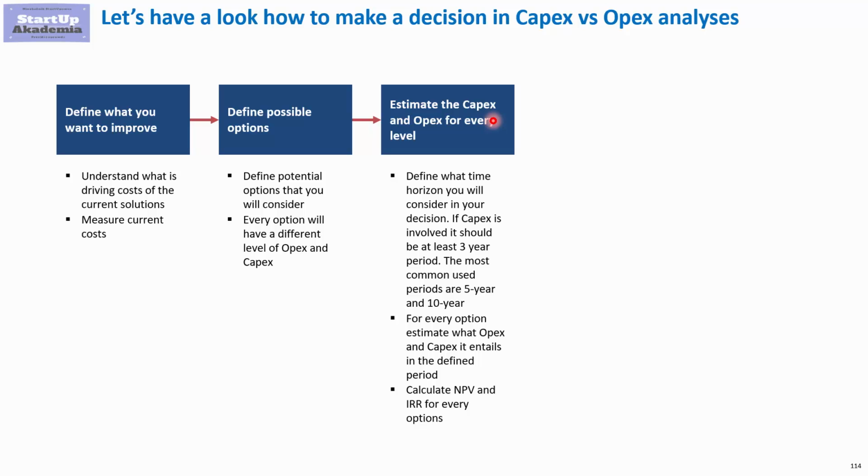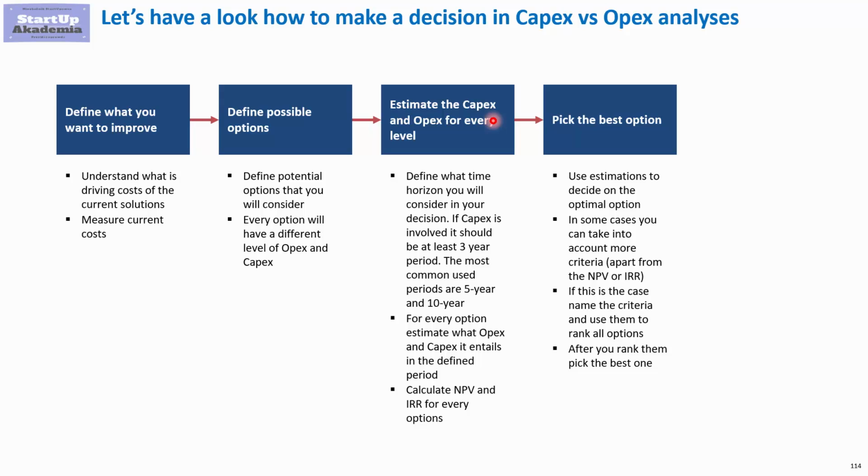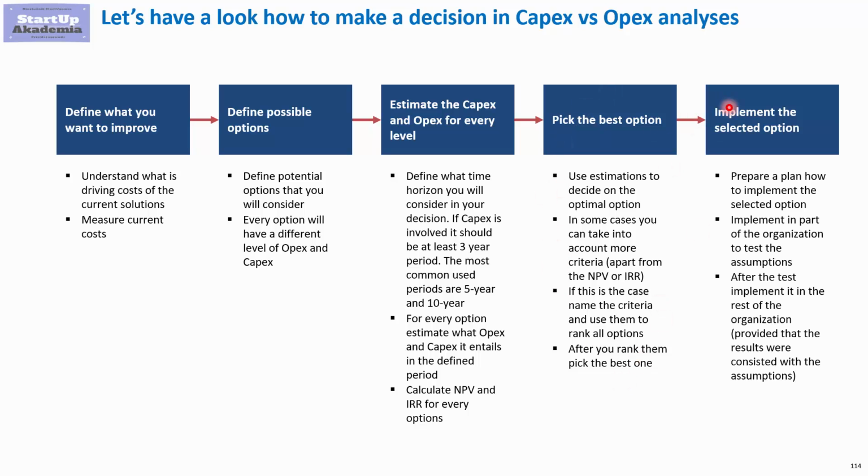After the estimation is done for every option, obviously comes the stage where you have to pick which option you should implement. And here it is extremely important to define what we mean by best option. Is it just the option which gives you better net present value? Or maybe you add some other criteria. If you add more criteria, obviously you should somehow rank them. So here you would have to create some sort of ranking for those options. And the last step is simply to implement the selected option.